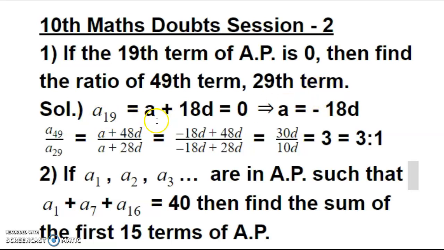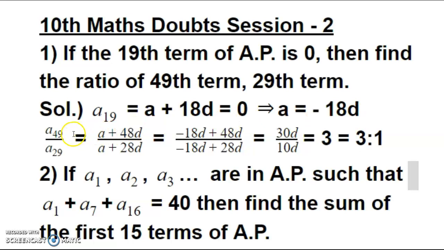A19 is equal to a plus 18d. It is given as 0. We know that the nth term is equal to a plus n minus 1 into d. According to this formula, we are writing A19 is equal to a plus 18d, which is 0 as given. By sending 18d to the right side, we will get a is equal to minus 18d.